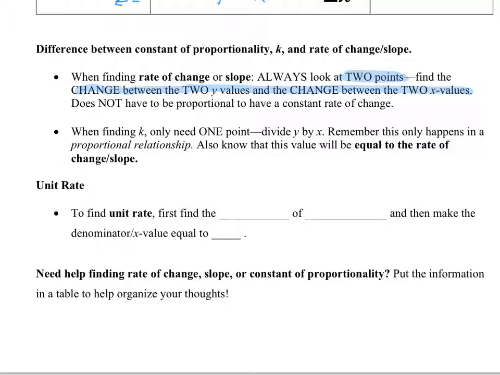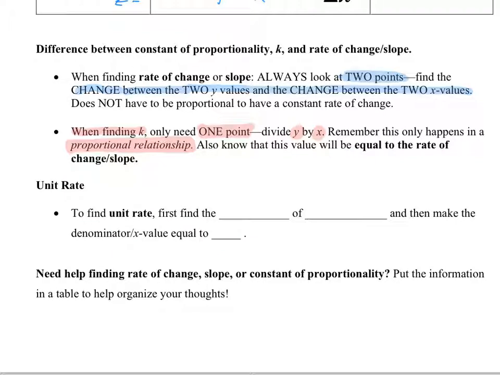So when you're finding k, so we are talking about a proportional relationship, you only need 1 point. You just have to do y over x. Divide y by x. Only 1 point you need to look at. And that only happens if you're actually finding k, which happens in a proportional relationship. But that k will be the same thing as rate of change and slope.